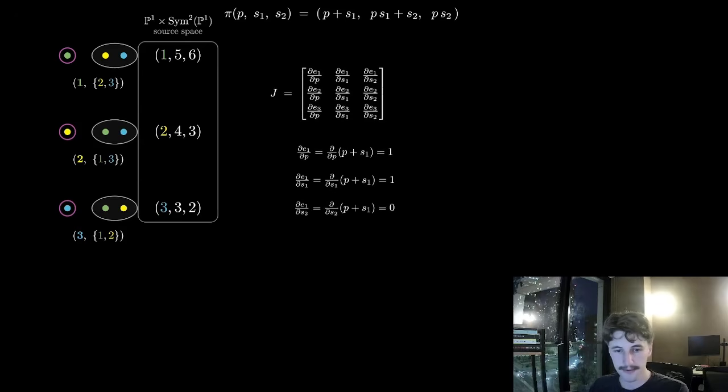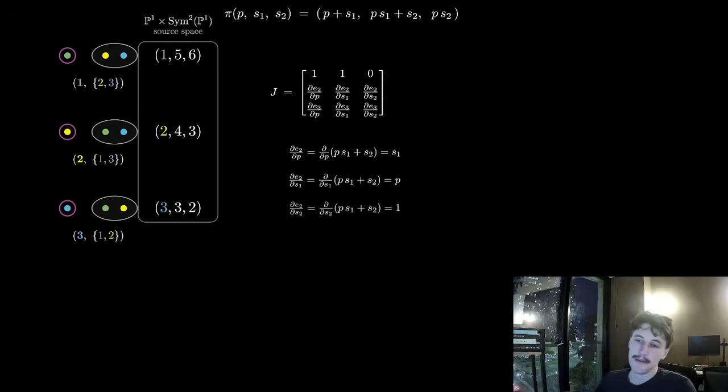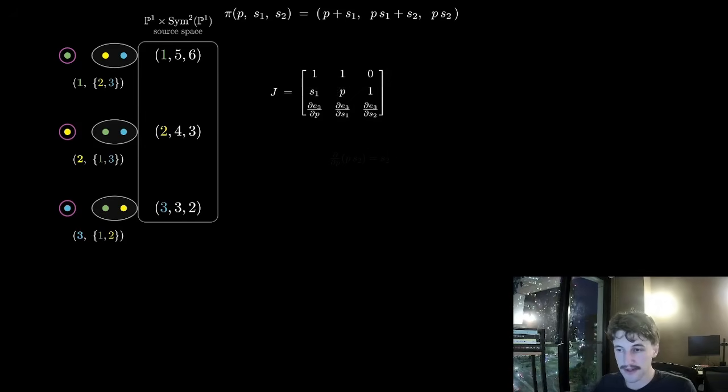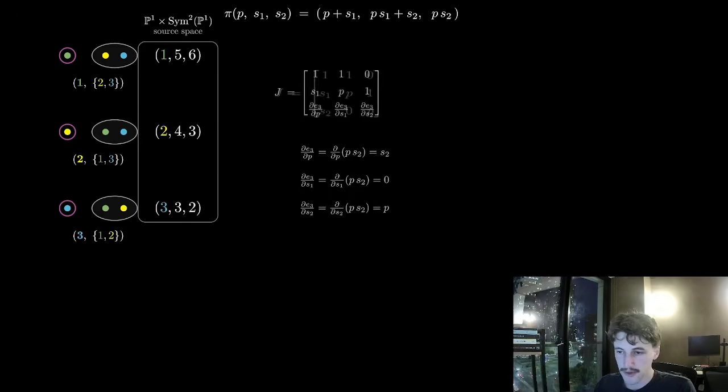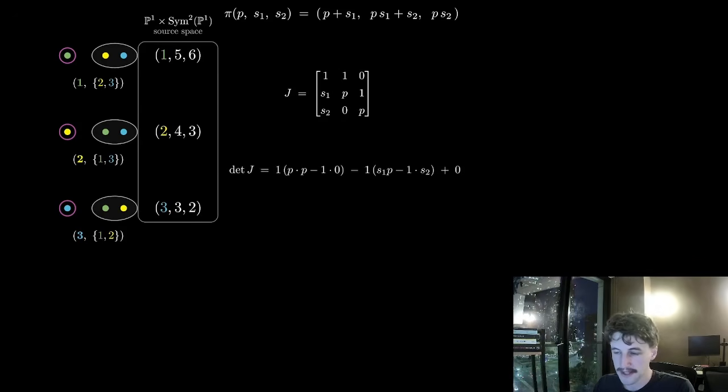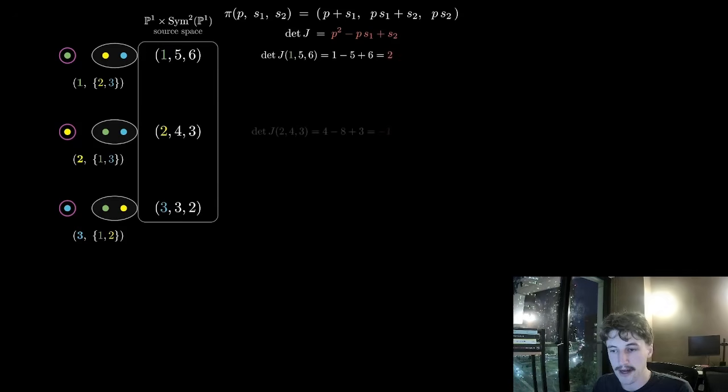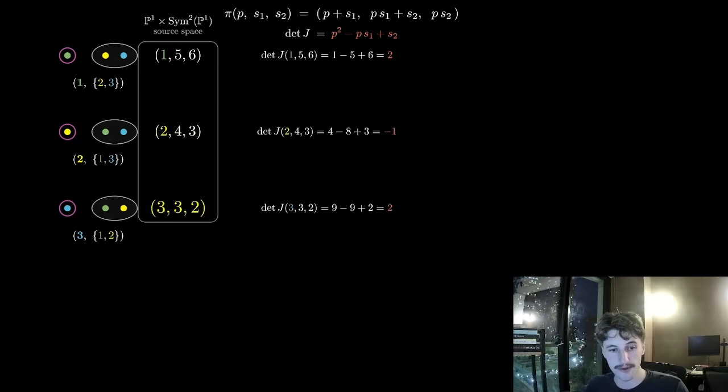So the first coordinate's function is P plus S1. The derivative with respect to P is 1, the derivative with respect to S1 is just 1, and the derivative with respect to S2 is 0. So that's the top row of the Jacobian. And then we can do the same calculation for the other two functions to fill in the full Jacobian. Once we have the Jacobian complete, we can do some linear algebra to find the formula for the determinant. So we get that as P squared minus PS1 plus S2. So we can plug in each of these coordinates to see what the determinant is at each of these pre-images. If we look at that for each of the ones there, we get 2, minus 1, and 2. So none of the determinants here equal 0, so that's good.